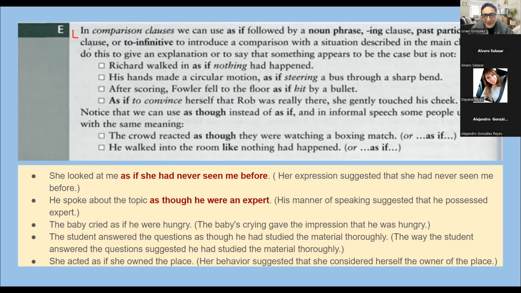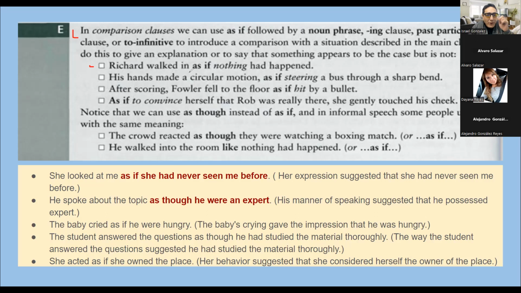So some examples, please. Richard walked in as if nothing had happened. The way that we read it is also important, Alex, because sometimes in phrasal verbs, we emphasize prepositions. Richard walked in as if nothing happened. Yeah, because the meaning of in is important, like not out, in.